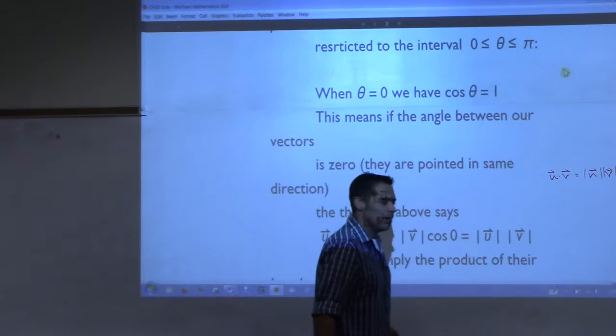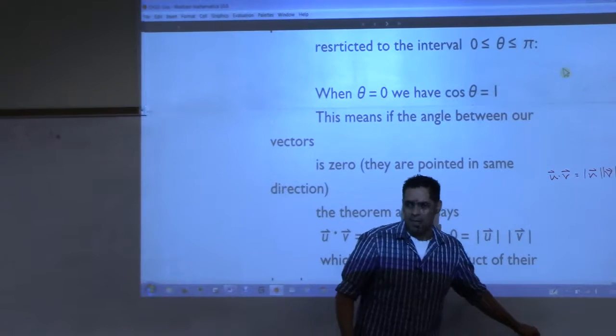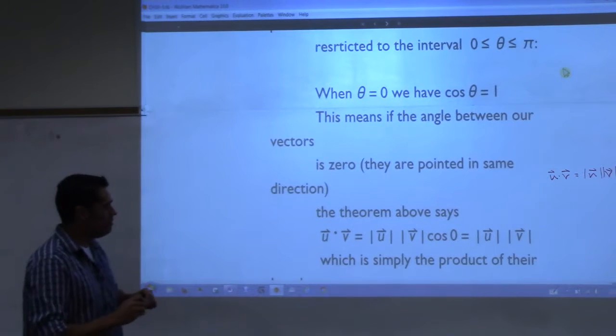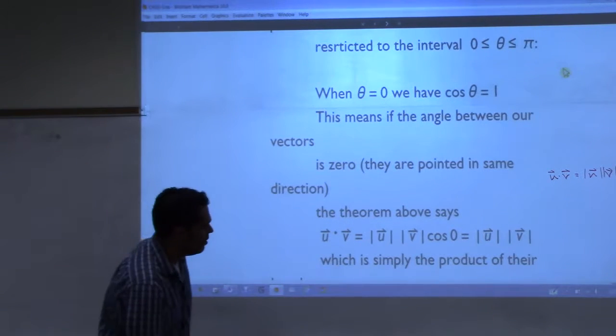Who cares what the lengths of the two vectors multiplied together is, right? Who cares? That's not what makes the dot product so good, all right? We're still building up to why it's such a valuable thing.